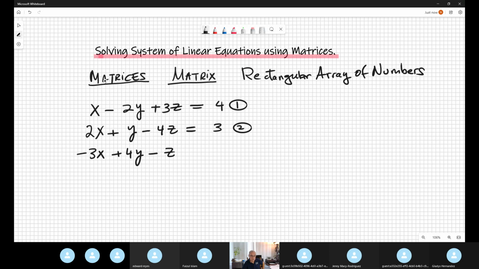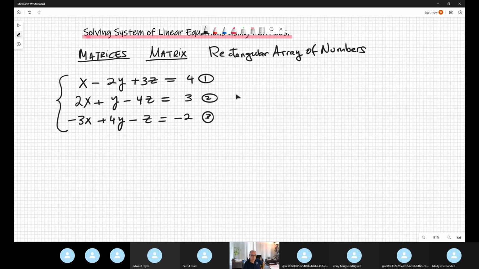Minus z equals minus 2. So we have 3 equations and 3 unknowns, x, y, and z. Now, the fantastic way of solving this is using matrices. According to the definition of the matrix, a rectangular array of numbers, you write it like that. So far, I promise that we study 3 different ways to face a linear system of equations using algorithms. And the first one that we study is the augmented matrix.